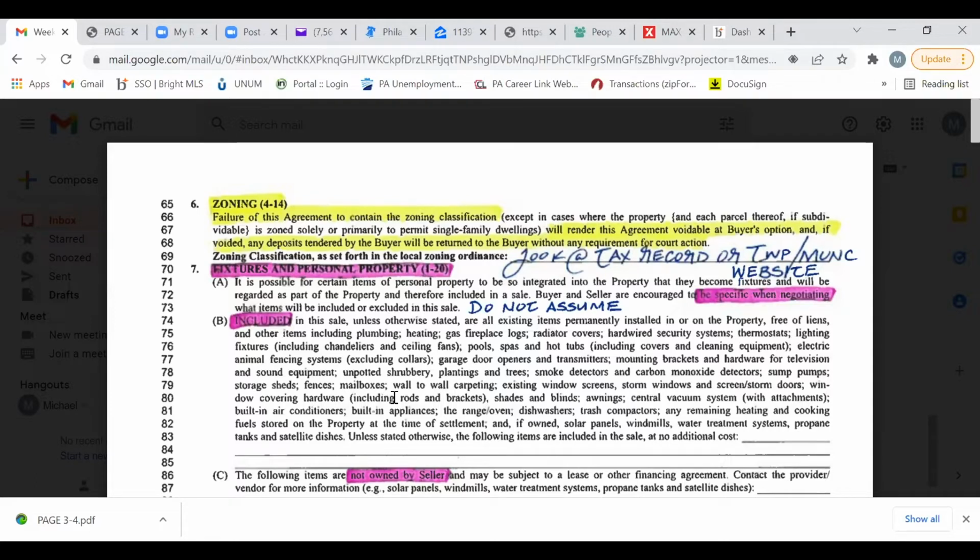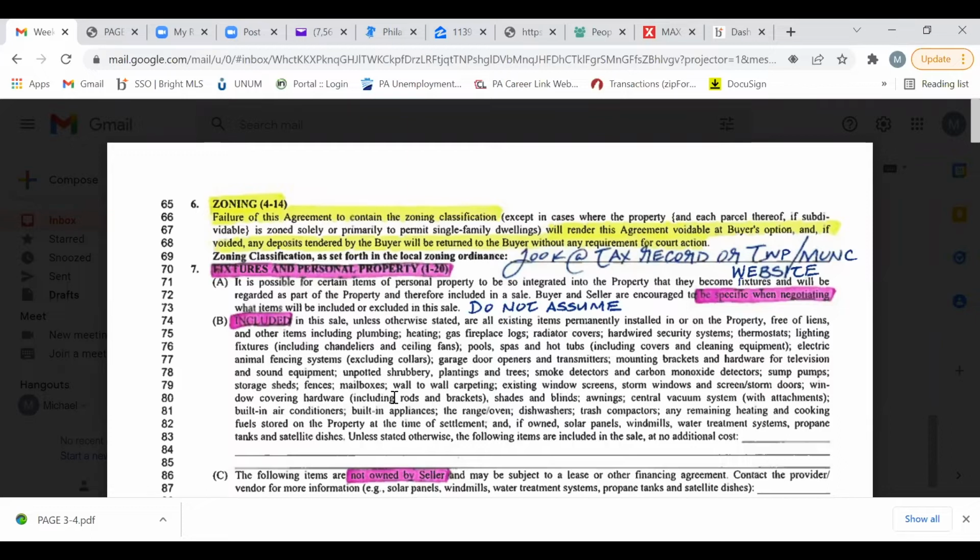Paragraph 7 talks about fixtures and personal property. I can tell you that once or twice a year, Tim and I have a dispute that we have to deal with in regards to an item that sometimes is already listed in here, and sometimes it's not, and you have to be very specific. Don't assume. Part A says: it is possible for certain items of personal property to be so integrated into the property that they become fixtures and will be regarded as part of the property and therefore included in the sale. Buyer and seller are encouraged to be specific when negotiating.